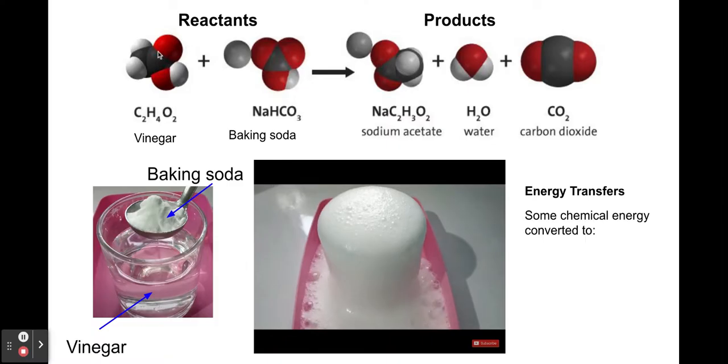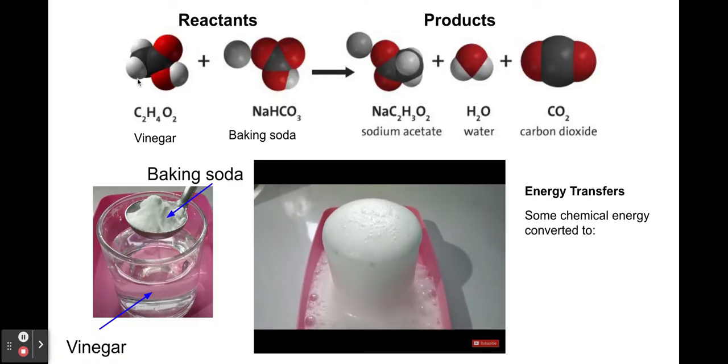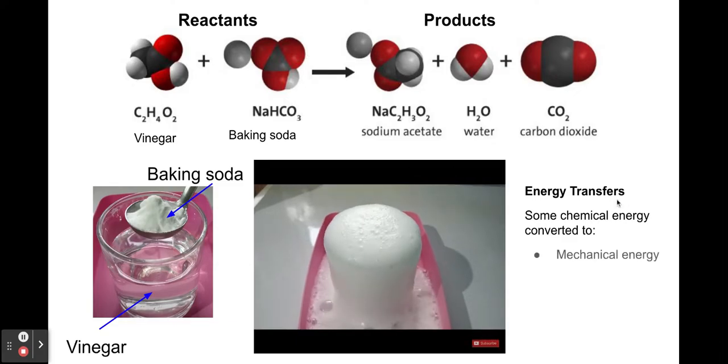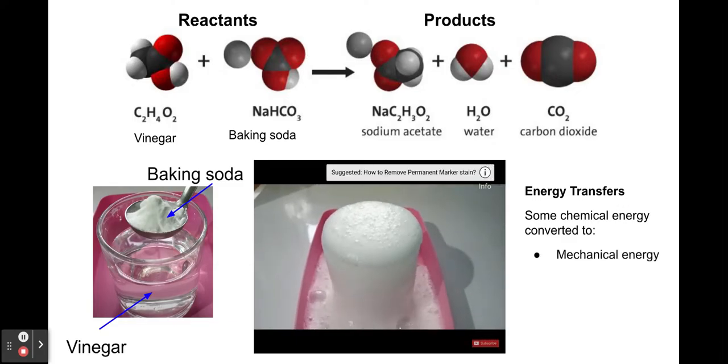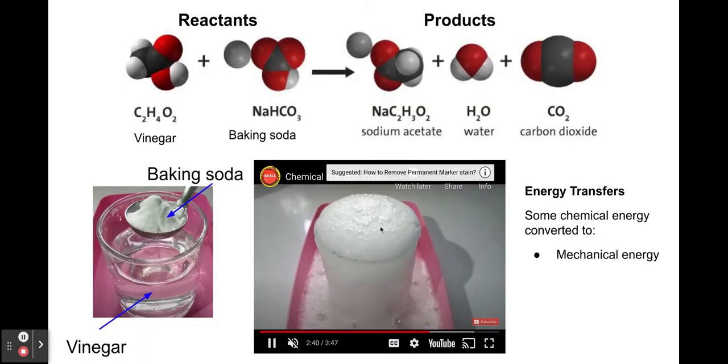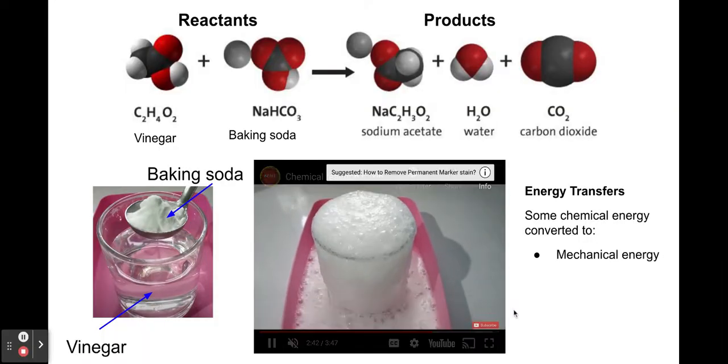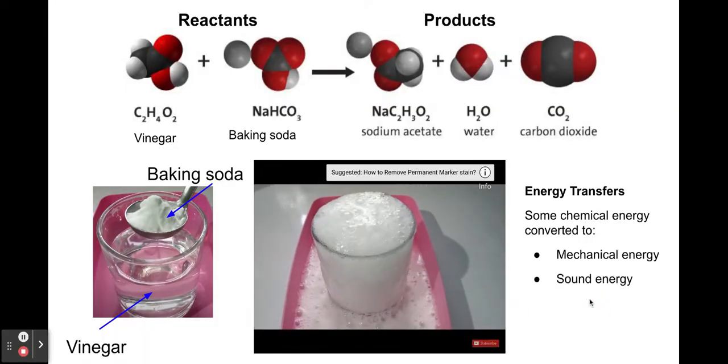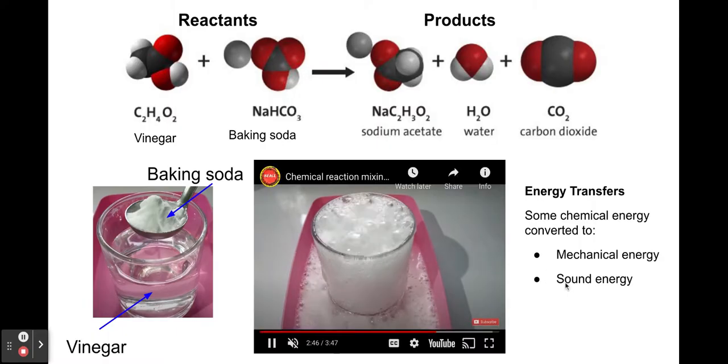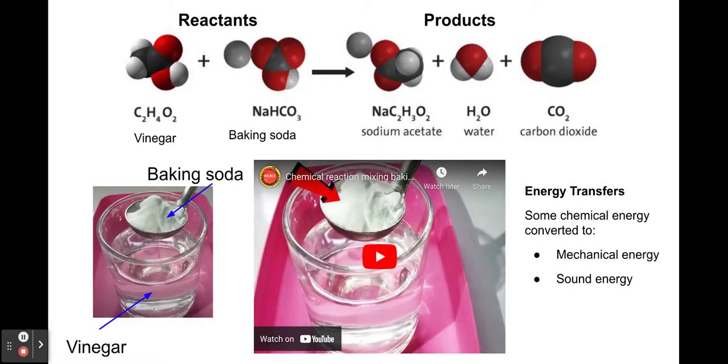Some of the chemical energy that was stored in the bonds of the vinegar and baking soda is converted into mechanical energy. We can see the mechanical energy of the moving foam pouring outside of the container, and into sound energy. The volume wasn't on this video, but you would be able to hear the bubbling. And we lost some energy. It wasn't destroyed, but it was transferred into less useful energy, like sound energy that we can't easily recover.